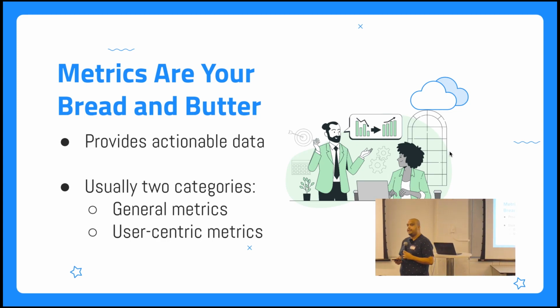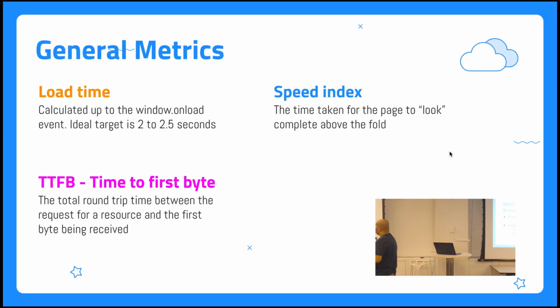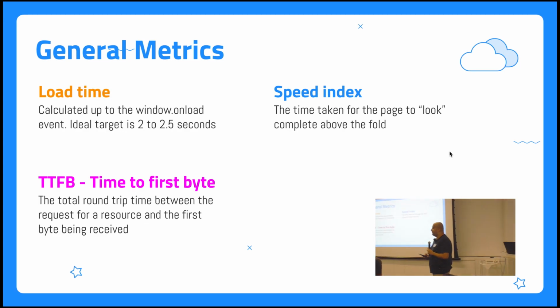I call them general metrics and then user-centric metrics. We're going to start off with the general metrics. There are three main ones. There's a lot of additional smaller ones. If I try fitting them in, this will turn into a 3-hour lecture, so we're not doing that. The three main ones are load time, TTFB, or time to first byte, and the speed index.